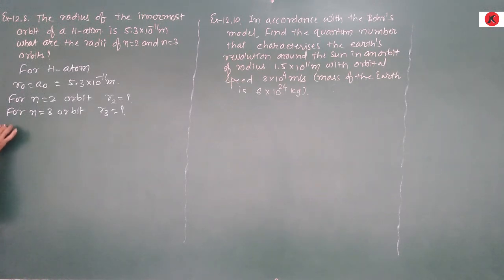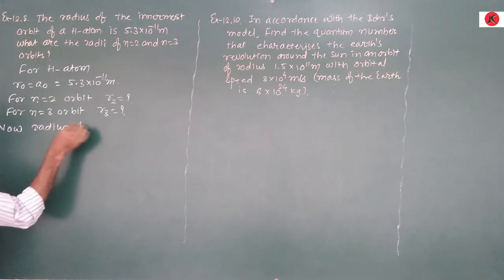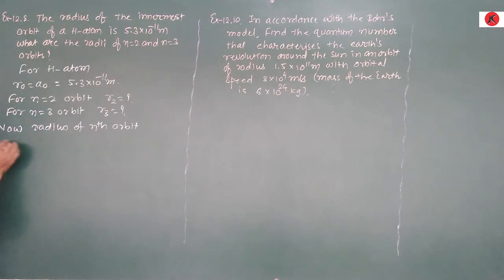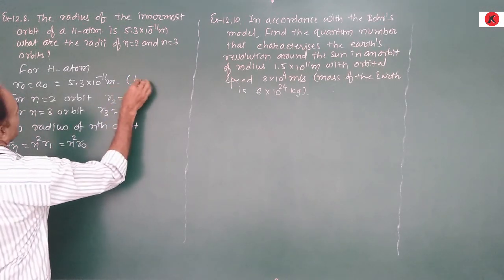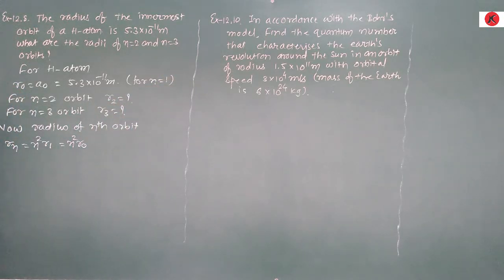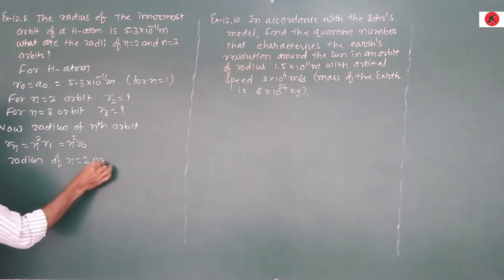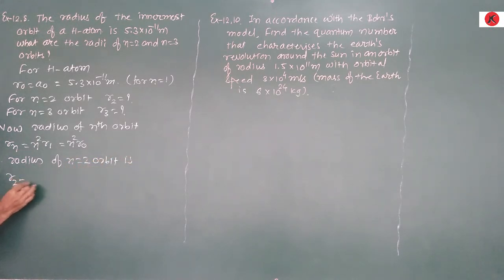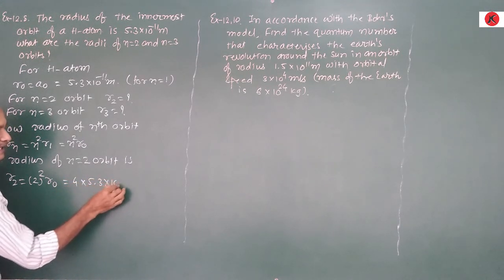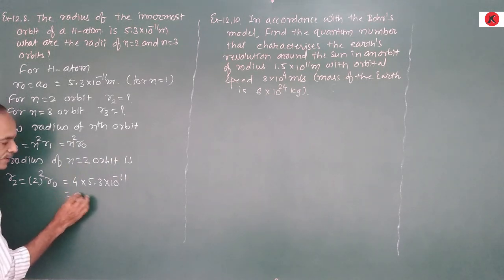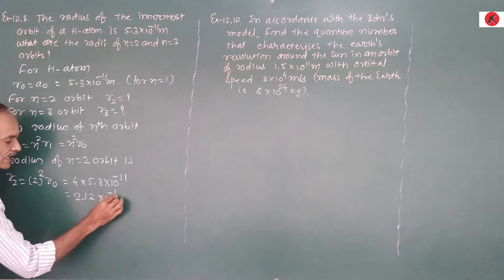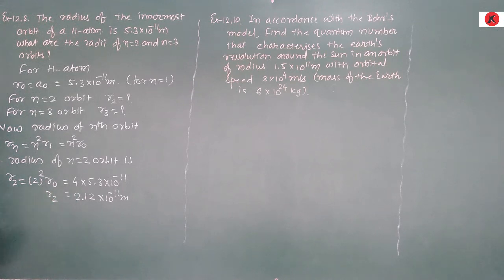Now we know that the radius of nth orbit Rn is equal to n square R1. Or in other words, it is n square R0. That is the Bohr's radius, that means for n is equal to 1. Therefore, the radius of n is equal to second orbit is R2 is equal to 2 square R0. That means 4 into 5.3 into 10 to the minus 11. It means 2.12 into 10 to the minus 10 meter. That is the radius of second orbit R2.